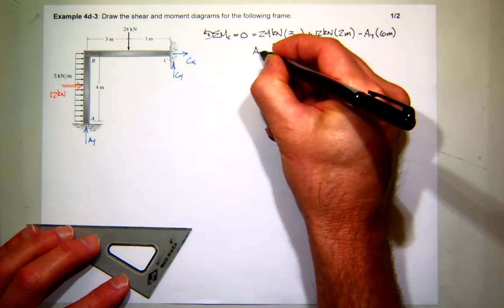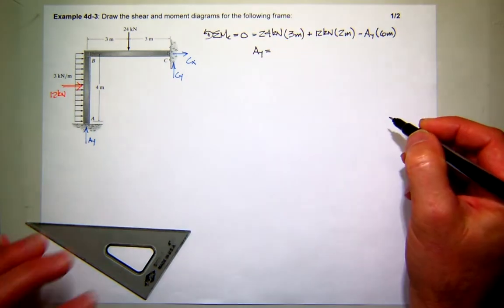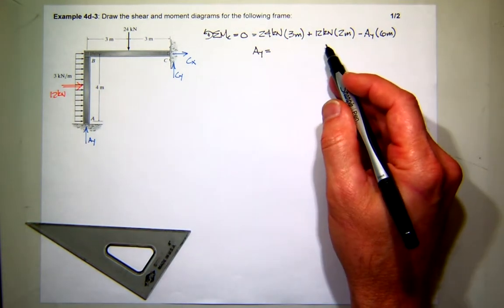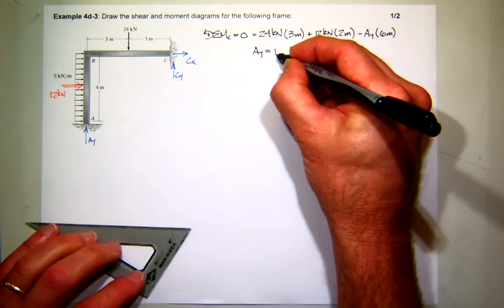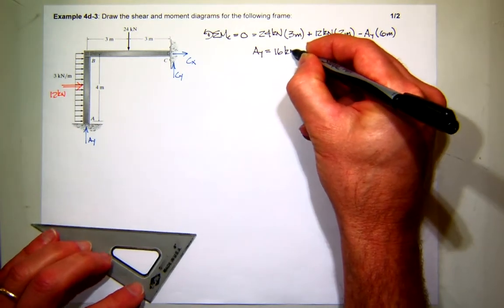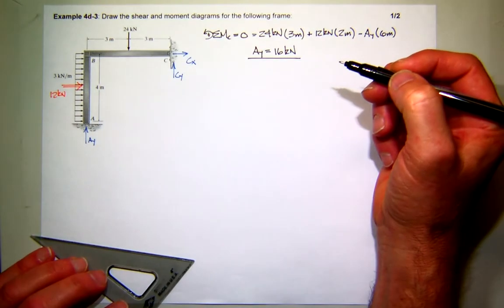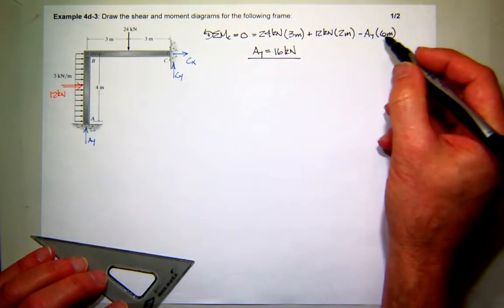So you guys might have to help me, but what's the reaction at A? 16? Anybody else get that? It's okay? 6 is 4.